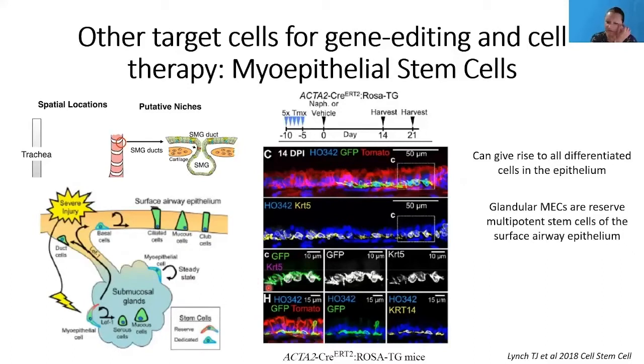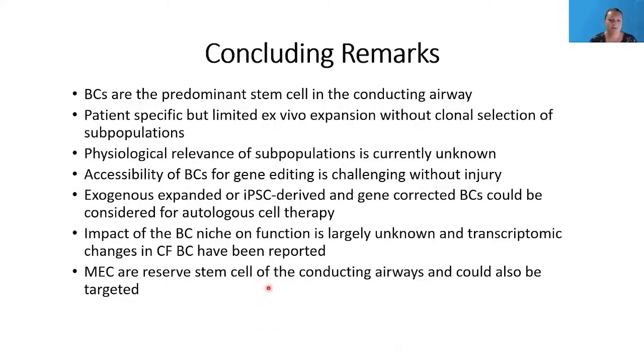So these myoepithelial cells are able to give rise to the multipotent stem cells of the surface airway epithelium, and these could be another potential target for gene editing and for cell therapy when we're thinking of correcting the CFTR. So in conclusion, basal cells are the predominant stem cell in the conducting airway, and these are patient-specific but have limited ex vivo expansion without clonal selection. Physiological relevance of subpopulations is currently unknown, and accessibility of basal cells for gene editing may be challenging without injury.